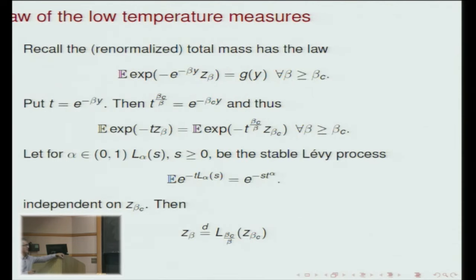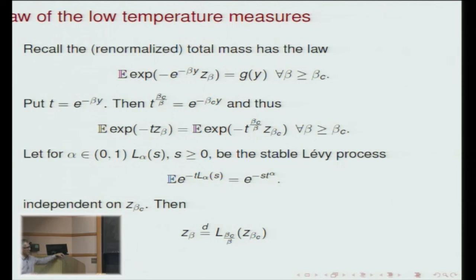So what does this suggest then? It suggests that if you look at the usual Laplace transform, just make a change of variables, it tells you that the Laplace transform of this variable is related to the Laplace transform of the critical variable by a funny factor here. How do you get from that function to that function?